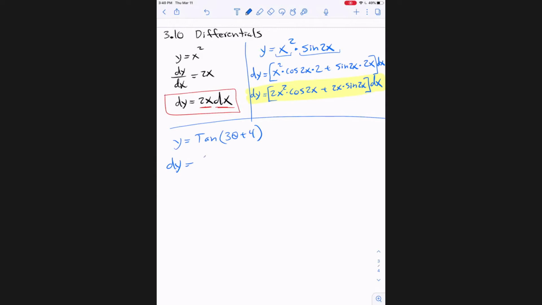All right, so it's secant squared of 3 theta plus 4 times, now you're going to use the chain rule, times what's the derivative inside? 3, and then this whole thing times d theta. All right, now I got to explain to you the difference between the differential of y, dy, versus delta y.